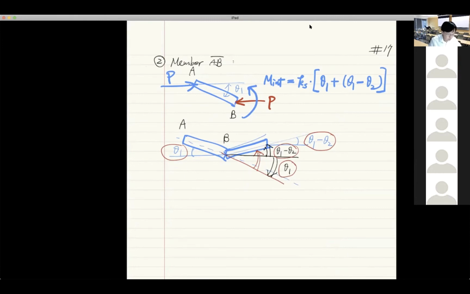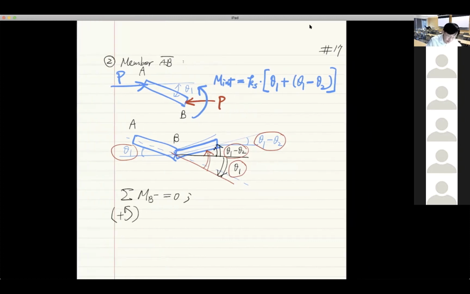So the first moment equilibrium that we're going to get is by taking the summation of moment at B. You can assume which one to be the positive direction, assuming that we use clockwise as the positive direction. And this will give us this expression.